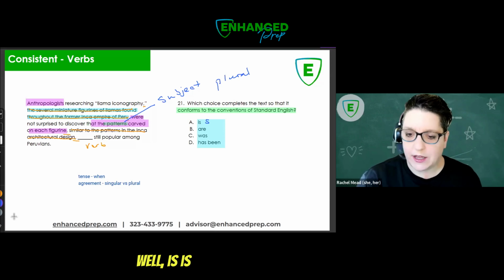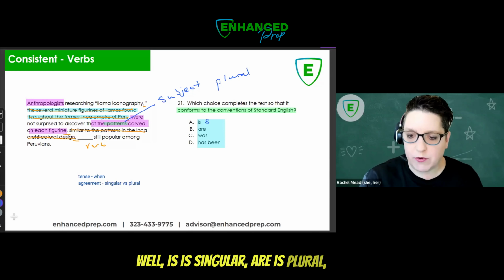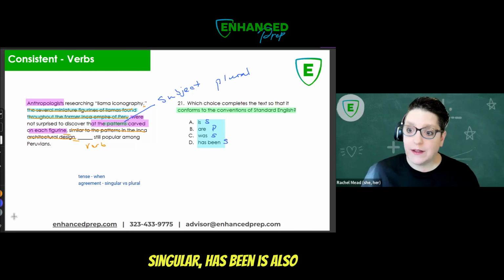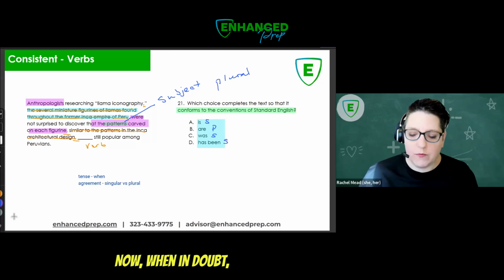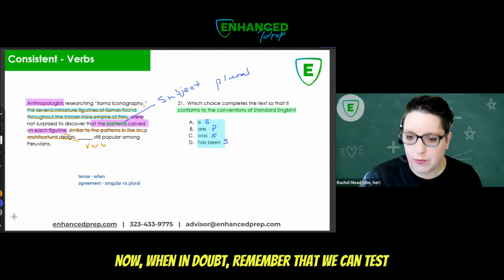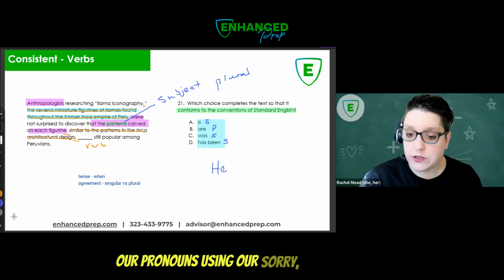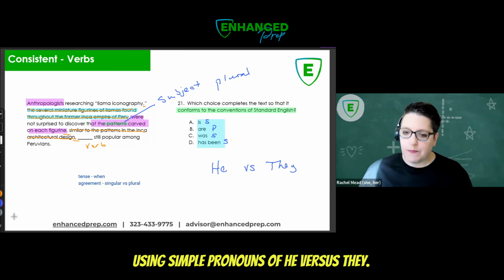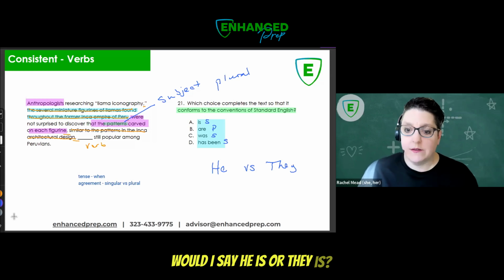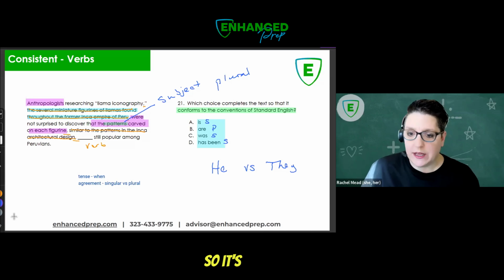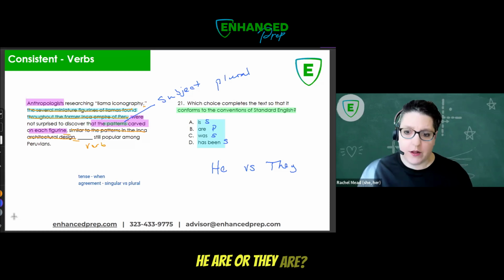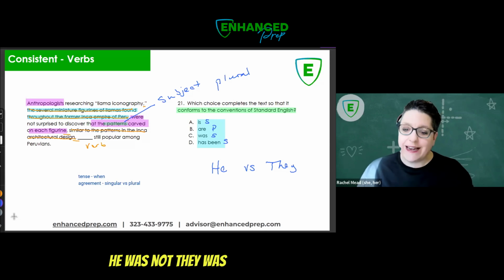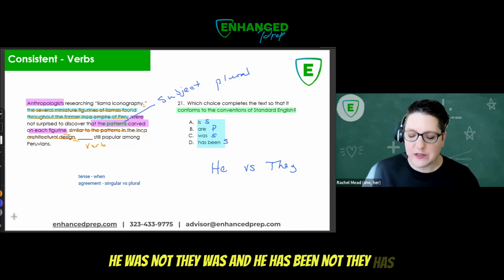Well, is is singular, are is plural, was is singular, has been is also singular. Now, when in doubt, remember that we can test our verbs using simple pronouns, he versus they. Would I say he is or they is? He is, so it's singular. He are or they are? They are, so it's plural. He was, not they was, and he has been, not they has been.